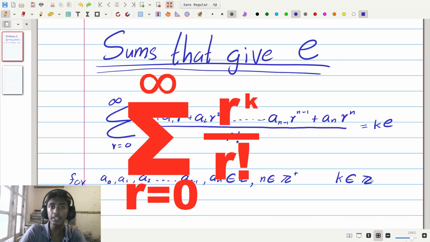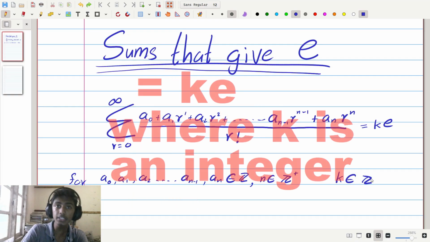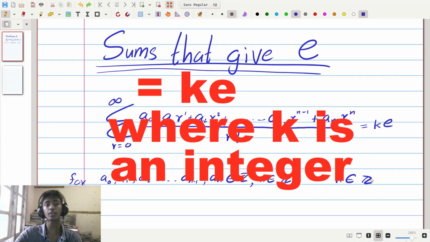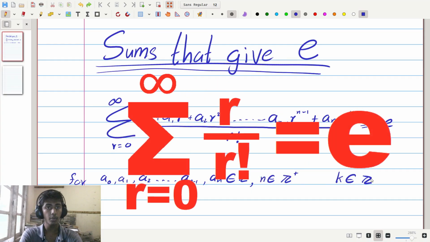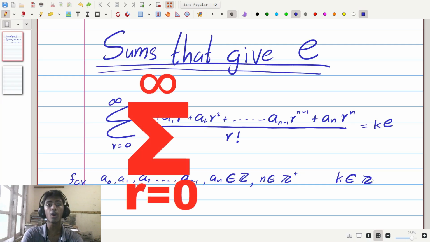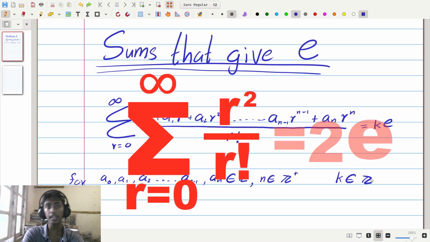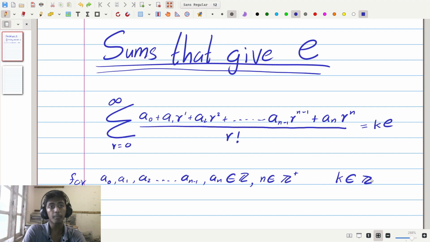And while considering these, I realized that I kept getting integer multiples of e. When I considered the sum from r equals 0 to infinity of r divided by r factorial, I got e. When I considered r equals 0 up to infinity of r squared divided by r factorial, I got 2e. And so I thought, maybe there's a connection here. And after thinking about it, I realized that the following is true.